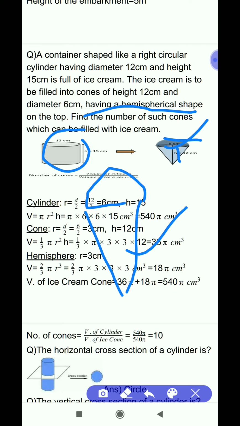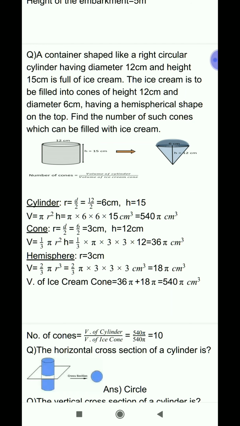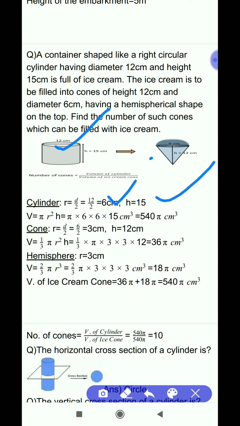This is the container. From this container, we are preparing ice cream cones. So, their volumes are equal. Now, let us go to the question. The container is in the shape of a cylinder. Its radius is d by 2, 12 by 2, that is 6 centimeters. Height is given as 15 centimeters. So, volume is pi r square h, the formula of cylinder. By simplification, we get 540 pi centimeter cube.